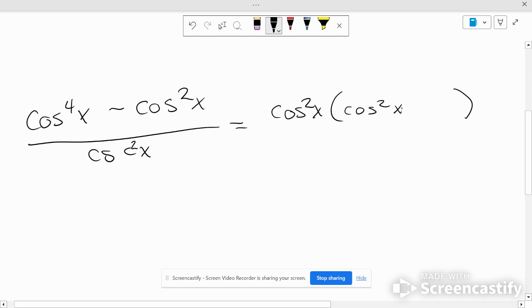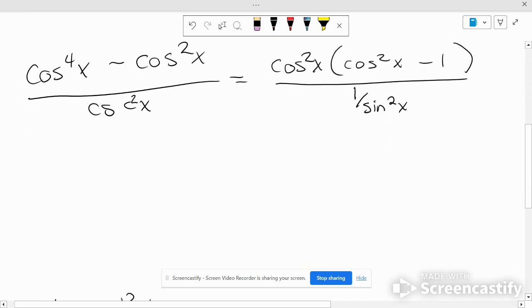Cosine squared of x minus 1. Cosecant squared. What's the reciprocal of that? One over sine squared of x. All right. What's cosine squared of x minus 1 equal to? No, it's not equal to sine squared of x. It's negative sine squared of x.